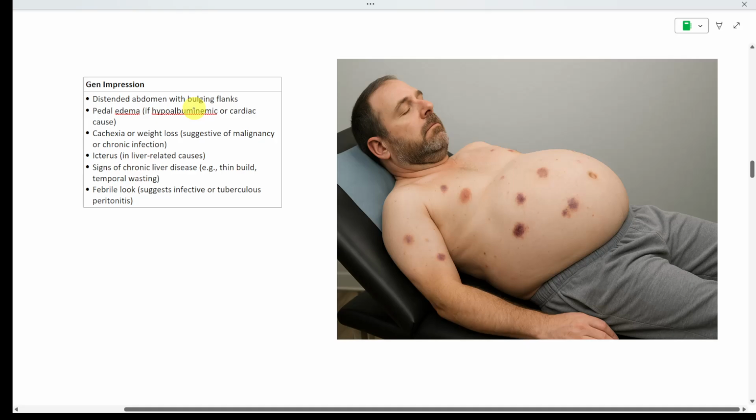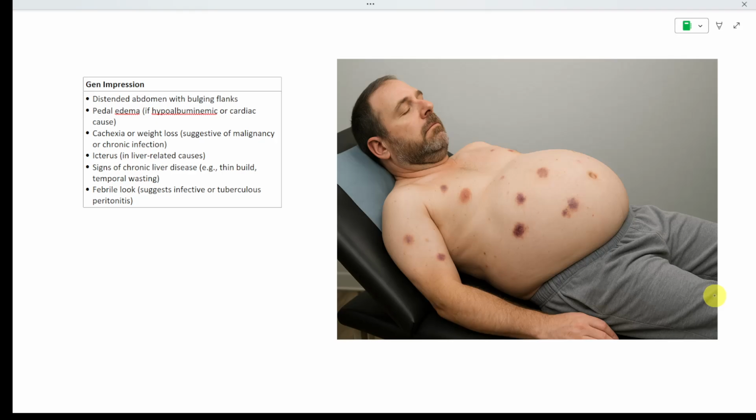The first thing is the general inspection. You go to the foot end of the patient and look at the abdomen. You would see that the patient has a distended abdomen, and especially in the flanks you will see bulging, because when he is lying flat, those areas will hold most of the fluid. That's why you will have bulging flanks. Also look for pedal edema while you are there.